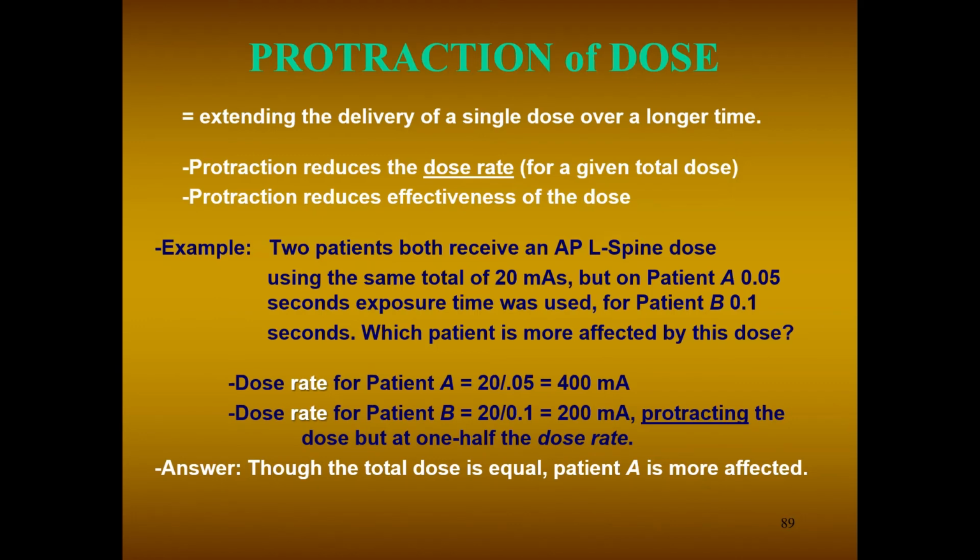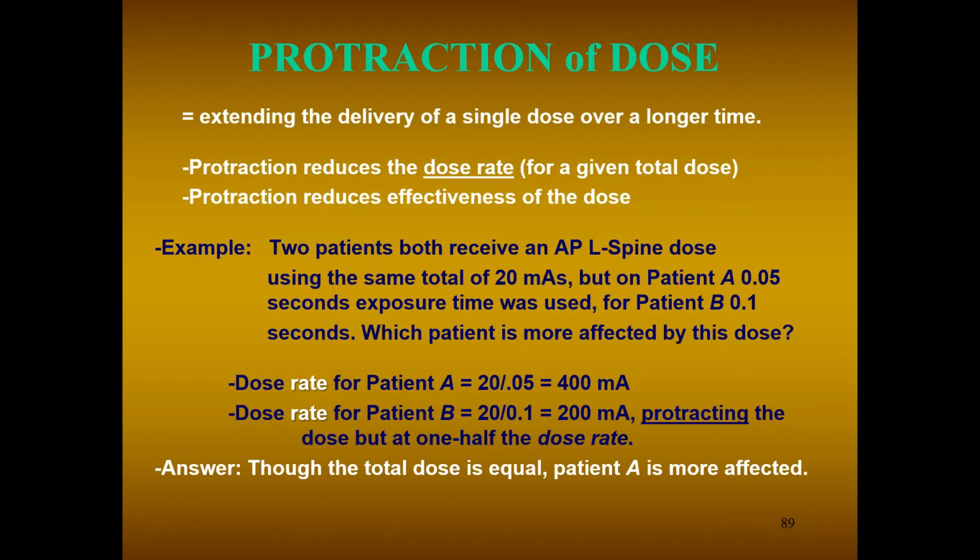And the example given, 2 patients both receive an AP L-spine dose using the same total of 20 mAs. In patient A, the exposure was 0.05 seconds. In patient B, the exposure was 0.1 seconds. Who's more affected? So you just do the math.